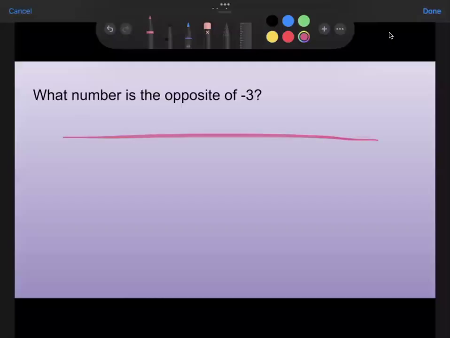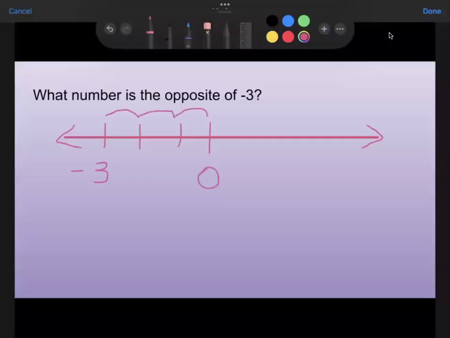To demonstrate, I'm going to draw a number line here, and I'm going to put 0 right in the middle. I'm going to graph -3 on this number line. 1, 2, 3. So that would be right about there. What we can see is that this number is 3 units away from 0 on the negative side. So that means the opposite integer is 3 units away from 0 on the positive side. So 1, 2, 3 right here. So 1, 2, 3 units away, the opposite integer would be 3.